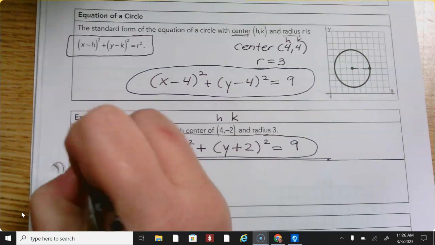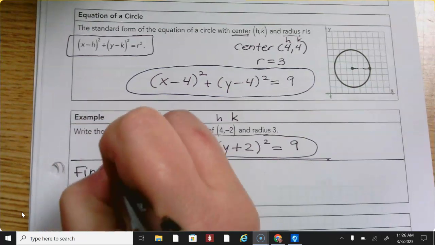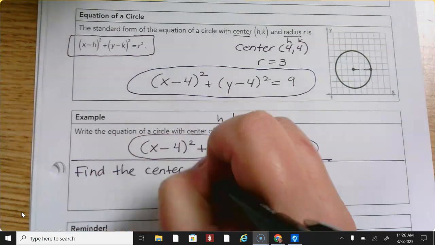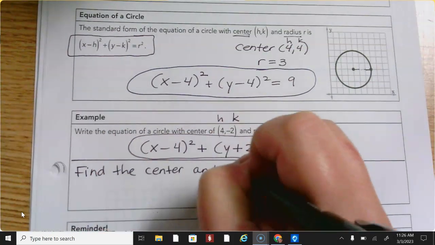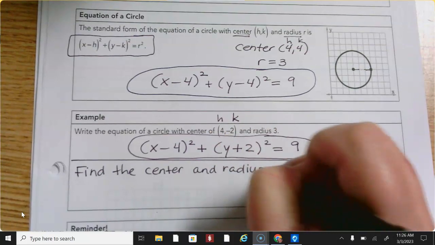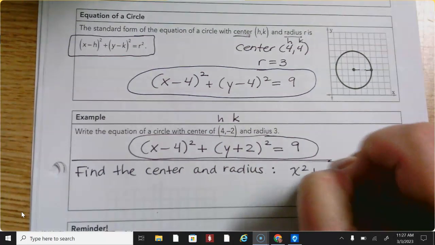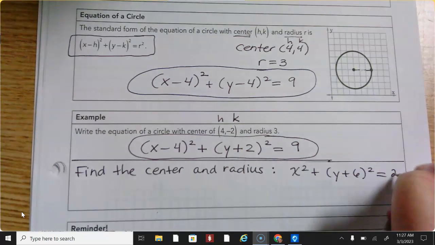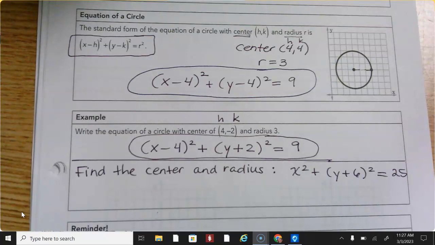So the next question we're going to do is kind of going in the opposite direction. Find the center and radius of the circle with this equation. Take a moment to write that down. Think about what the center is going to be and what the radius is going to be.